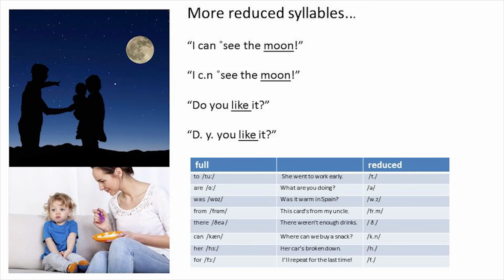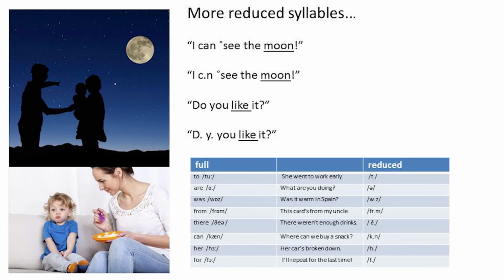The auxiliary can, for example, becomes can. In the statement, I can see the moon, can bears little resemblance to the full version. Similarly, do and you in the question, do you like it? Become d and y, respectively, when said in colloquial speech. This can be quite a shock to those who have previously been articulating the dictionary form.